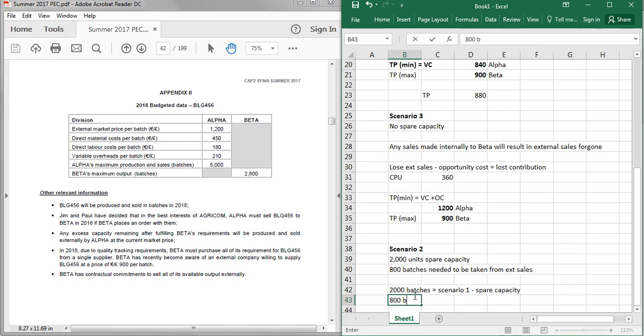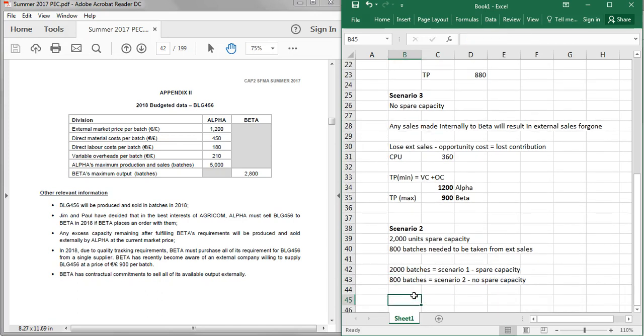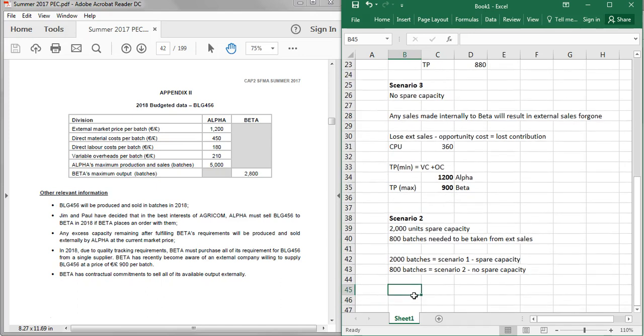However, 800 batches is similar to scenario 3 in that you have no spare capacity. So that was a tricky one, that you had to combine your knowledge of scenario 1 and scenario 3. In this case, you're saying the theoretical minimum price now is two different ones. And this is tricky. It's 2,000 units at 840, and it's 800 units at 1,200.